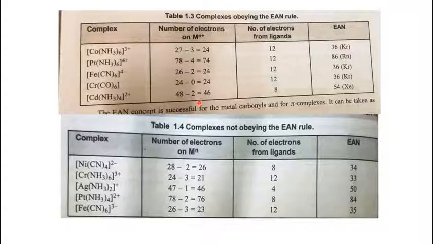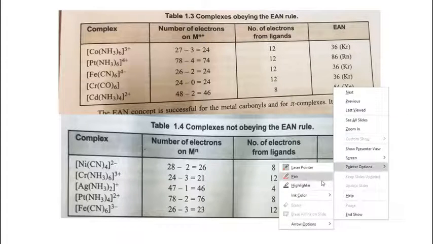So here is the table where there are complexes which are obeying the EAN rule. You have the complexes here. These are the number of electrons on the metal ion. So it is basically nothing but Z minus X, where Z is the atomic number and X is the oxidation state of the metal. So Z minus X is here and the value of Y, that is the number of electrons from the ligands, is here. So the total value of EAN is Z minus X plus Y, which is written here.